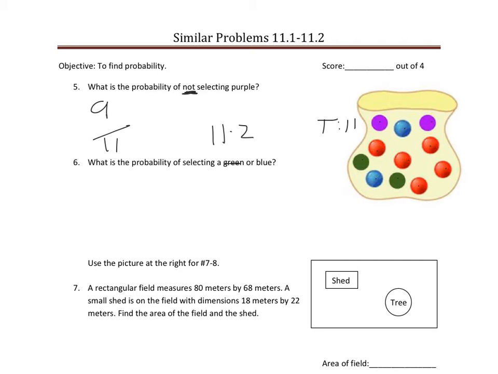Probability you have a green or a blue. So I'm going to add my green. I have 2 green. I have 2 blue. So that's 4 out of 11.